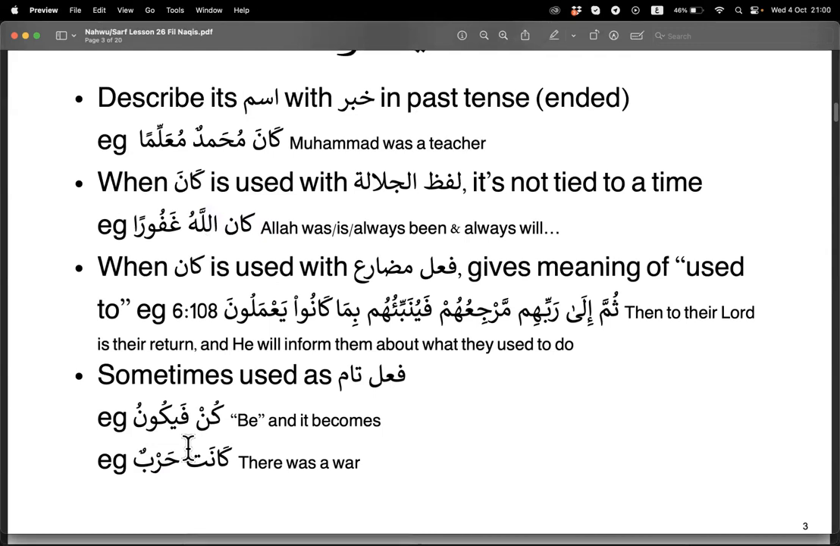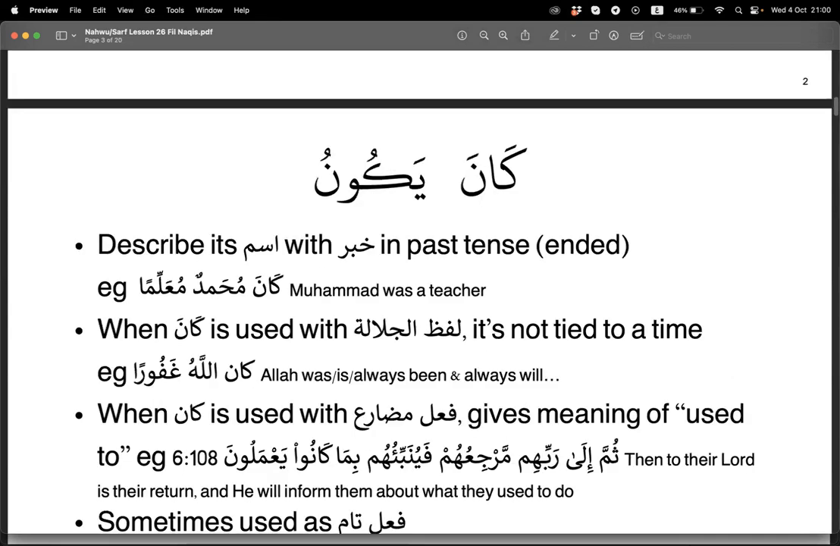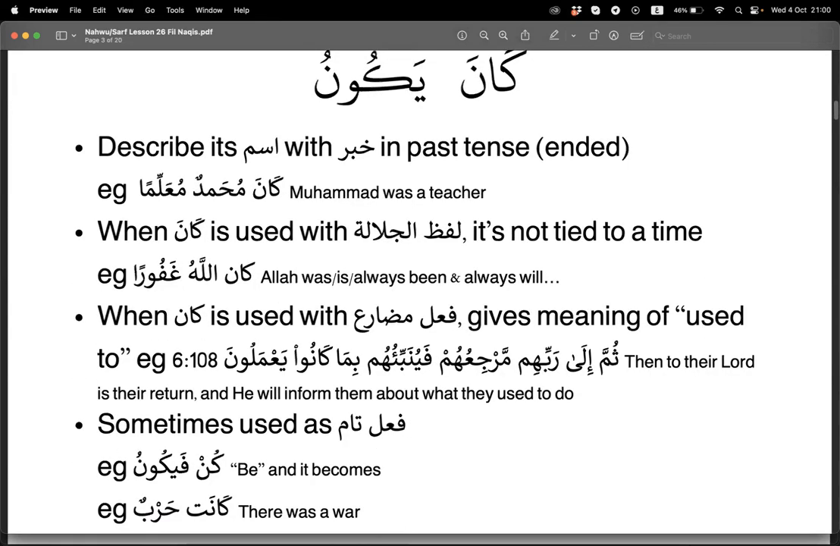Okay, we end it for today. There's a bit more to talk about for kana, and we'll do some i'rab practice also. So we end this for today, and then try to digest, inshallah. Then I'll see you in the next lesson, inshallah.